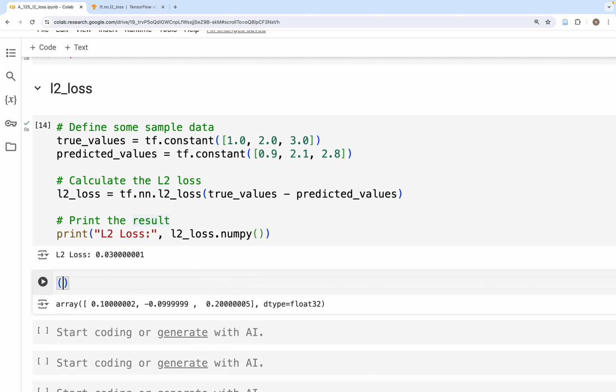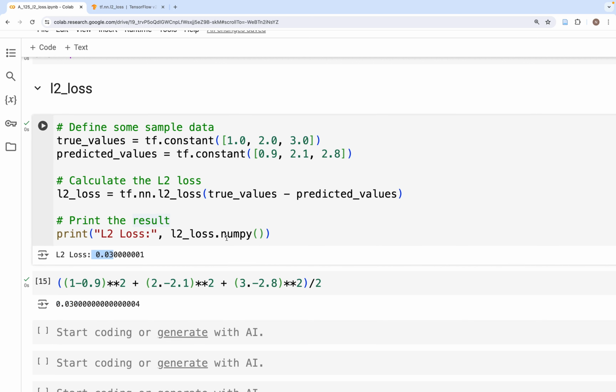So let's say we take the difference between 1 minus 0.9, square that, then add to that the difference between 2 minus 2.1 and square that, followed by the difference between 3 and 2.8, and then square that. After we square, we get the sum of this, and we need to divide it by 2, and the output is 0.03, and that is what we have calculated up above. So this is how we can calculate the L2 loss in TensorFlow.